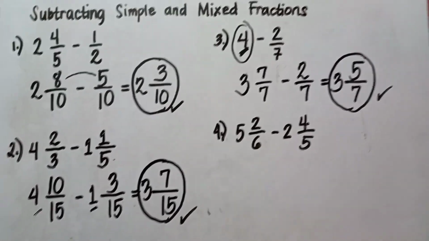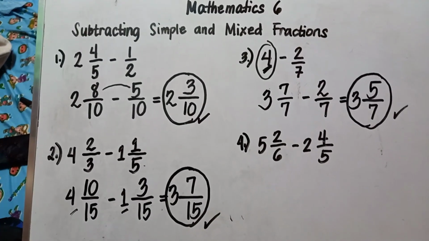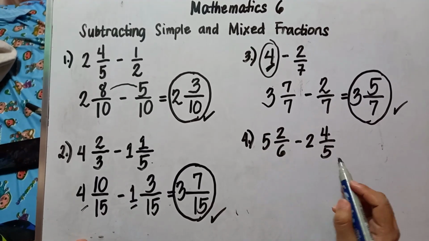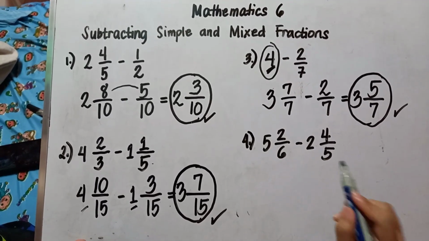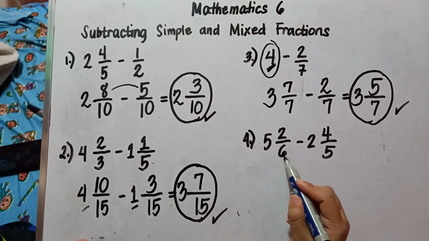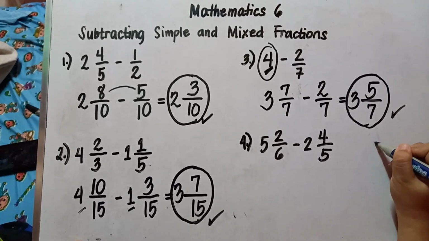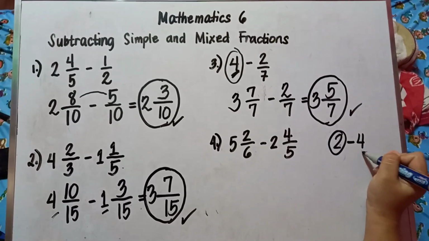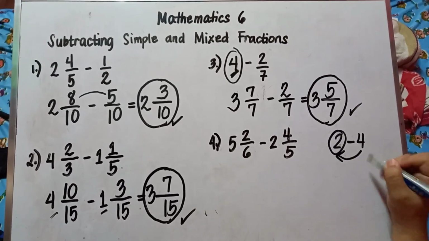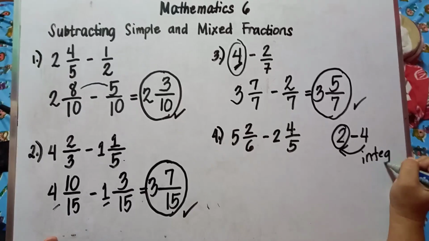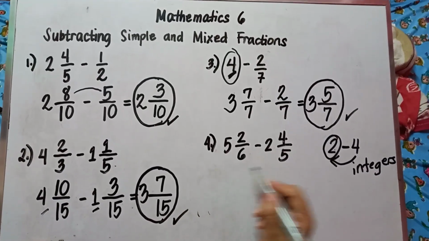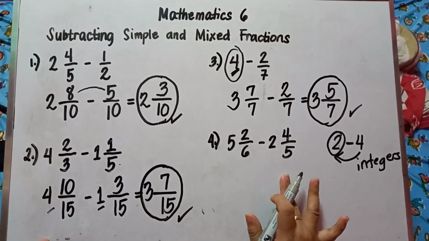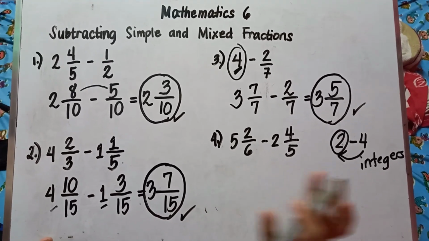So the final answer is 3 and 5 over 7. Okay? Next, number 4, last one. What if the first fraction is smaller than the second fraction, or the second fraction is greater than the first fraction? Sa whole number, 2 cannot be, or 4 cannot be subtracted from 2. Si 4 daw, ibabawas mo sa 2, hindi basta-basta. Papasok kasi dyan yung tinatawag natin na integers. So, same with fractions. Meron din tayong mga rules kapag mas malaki yung second given number kesa dun sa first.